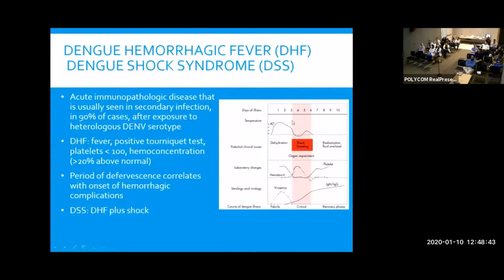And this is a nice image here, or graph. What I want to point out is that the febrile illness, which you start off with in about a week after exposure, you get high fevers, but as the fever starts to subside, that's when you get the critical illness. So even if the patient is becoming afebrile, he's not out of the danger zone. That's where they get the shock and the bleeding. And then there's the recovery phase. Again, the period of defervescence correlates with the onset of hemorrhagic complication. And then dengue shock syndrome, as the word implies, is just the hemorrhagic fever plus shock.